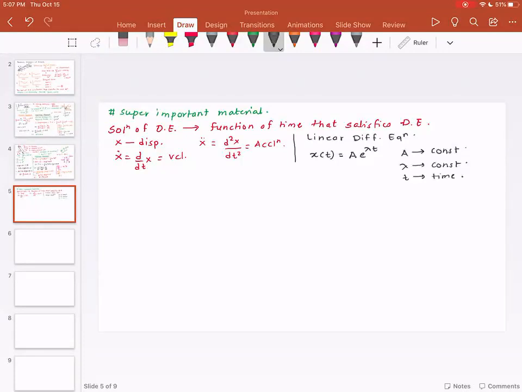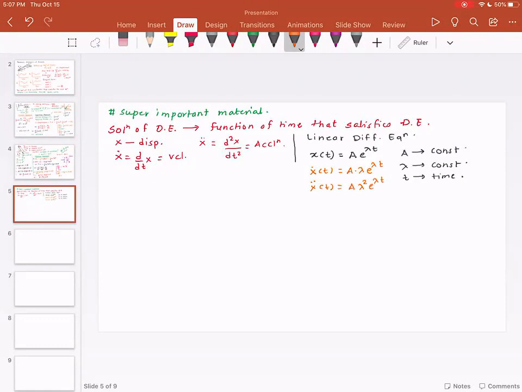And why am I using an exponential function? The reason I'm using exponential function is when I take the derivative, x dot of t becomes a times lambda e to the lambda t, which means the function gets repeated. Then x double dot of t becomes a lambda square e to the lambda t.